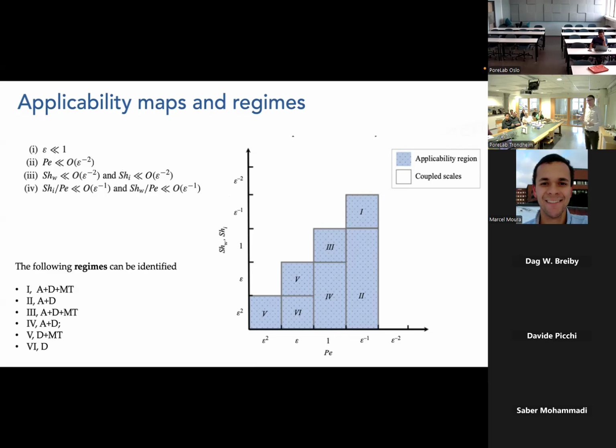Interestingly, you can also identify different regimes. So if you're working in box 1, you have effective advection, effective diffusion, and effective mass transfer. But then, if, for example, you reduce the Sherwood number, you go to box 2, you lose the effective mass transfer mechanism. You only have effective advection and effective diffusion. And you can play in this plot as you like, and you can obtain several regimes, up to the point, like in box V, with small Sherwood and small Péclet, where everything is dominated by diffusion, and you actually have no effect of advection at all.